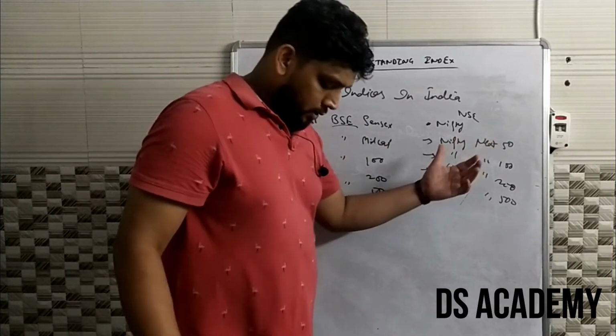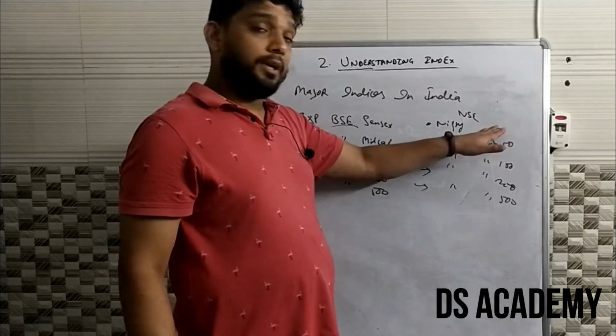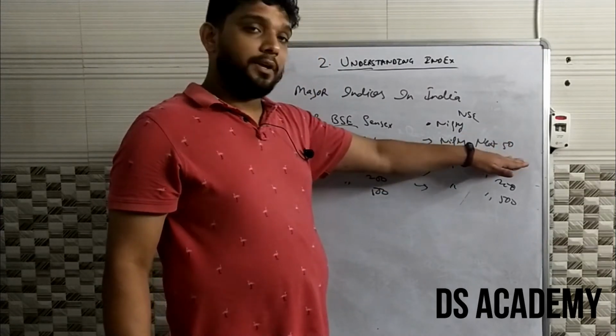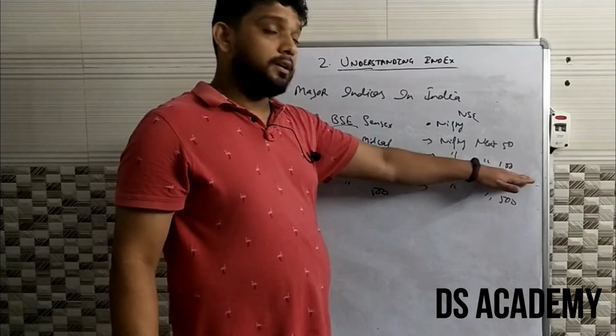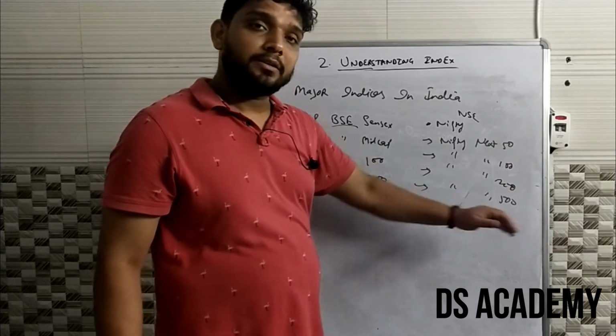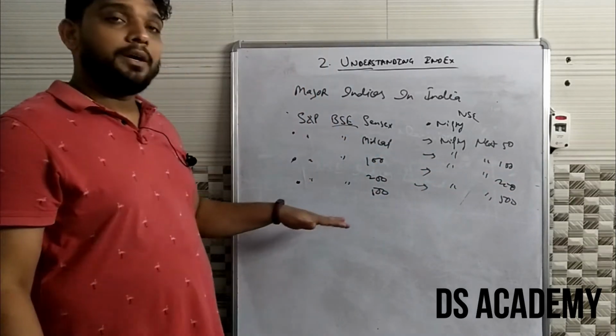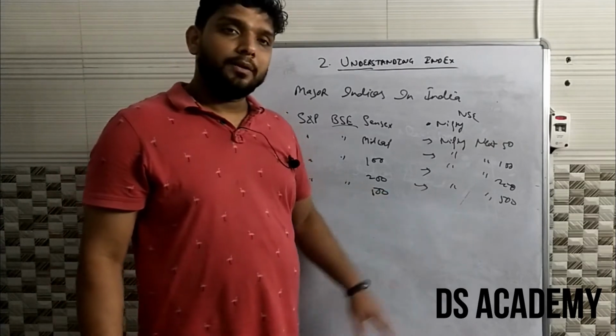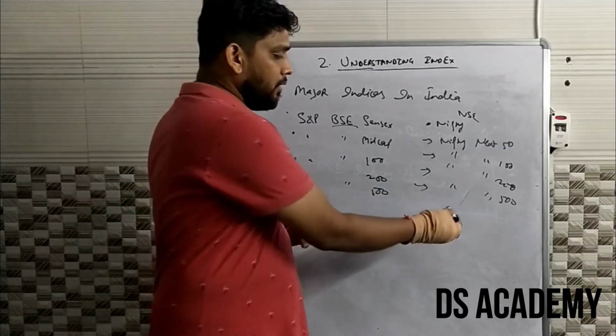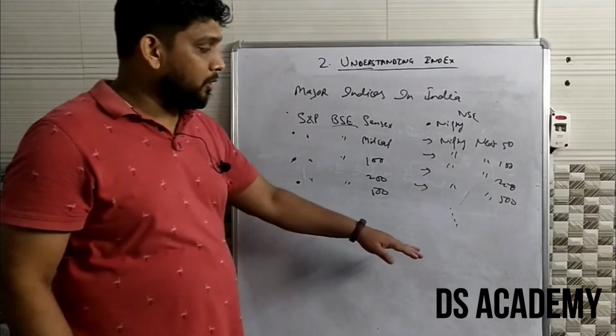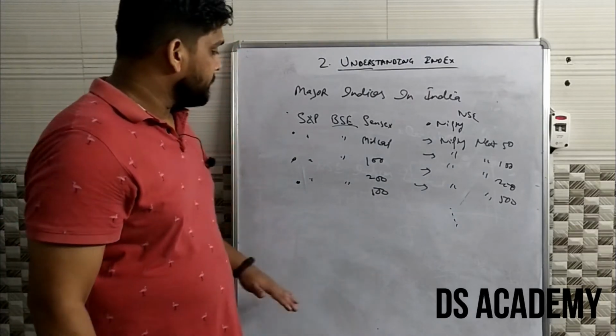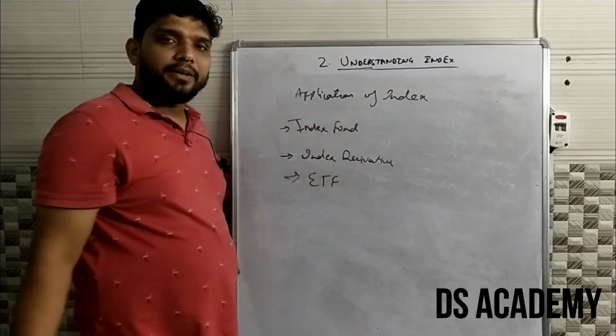When we talk about Nifty, we have Nifty Next 50, Nifty Next 100, 200 and Nifty Next 500. So these are the indices which we have available in India. There are a lot of other indices available corresponding to sectors as well. Next we have application of index.